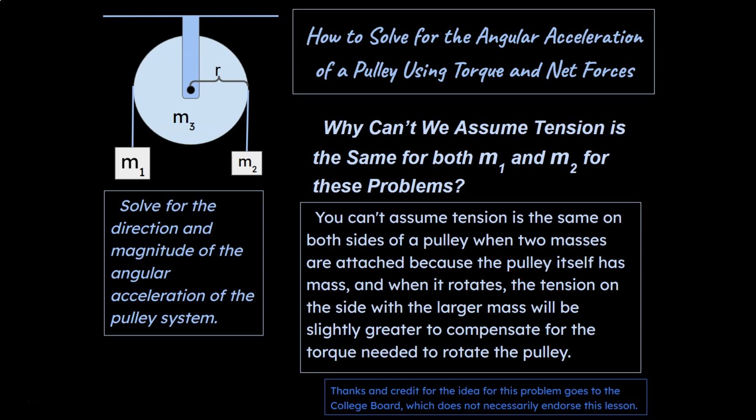And as a result, because the pulley is not massless, you have to think about the torque and the mass of the pulley itself as an object. So we cannot assume that the tension on mass 1 is equal to the tension on mass 2, like we would for a massless pulley system. Here, we have to treat it differently. I've got a little explanation here. If you want to take a moment to read, go for it. Otherwise, we're going to get to the problem. Let's go ahead and get to it.